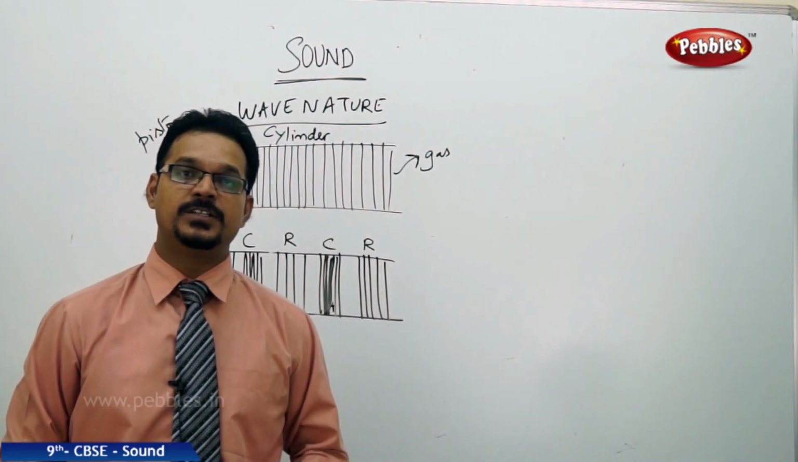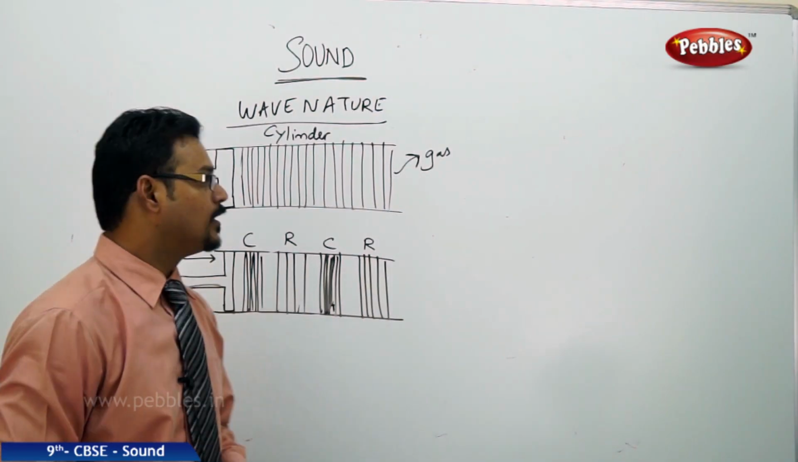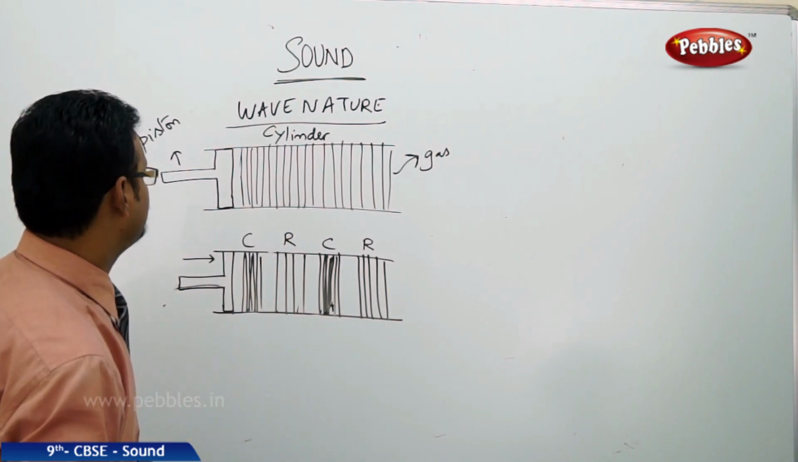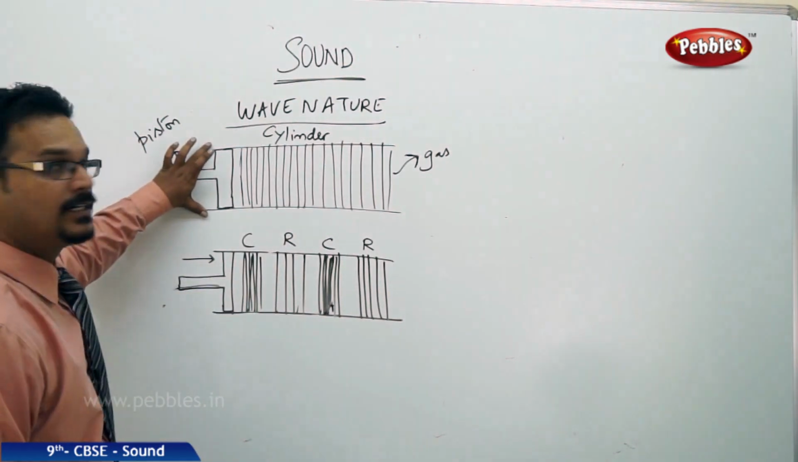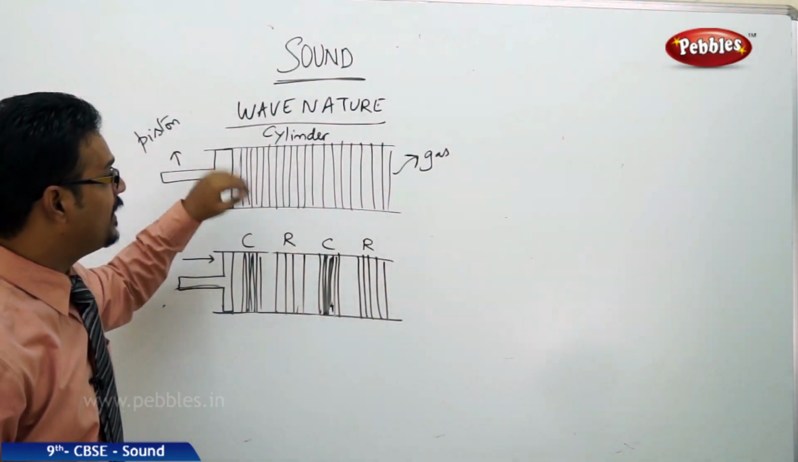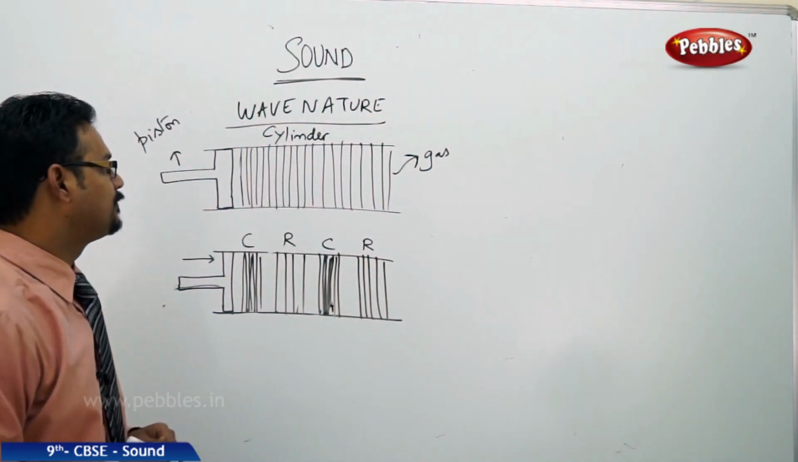Now, let's discuss in depth the sound concept and its wave nature. So we learned that sound is a longitudinal wave. Now see what happens here. This is a cylinder. The cylinder has a piston and is filled with some gas. You can take air also as an example.